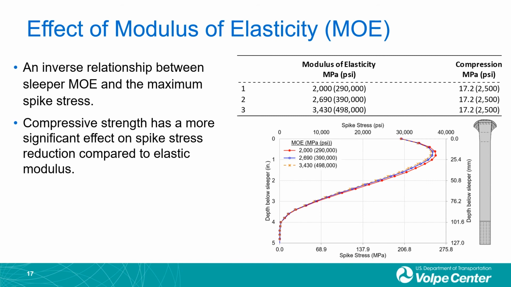This slide shows the effect of MOE on spike stress. The results indicate an inverse relationship between tie MOE and the maximum spike stress. As the tie modulus is increased, the maximum spike stress decreased. This is a result of reduced spike bending due to greater confinement provided by the tie. Although an inverse relationship between elastic modulus of the tie and the spike stress was confirmed through our study, the reduction is very marginal, less than 2%.